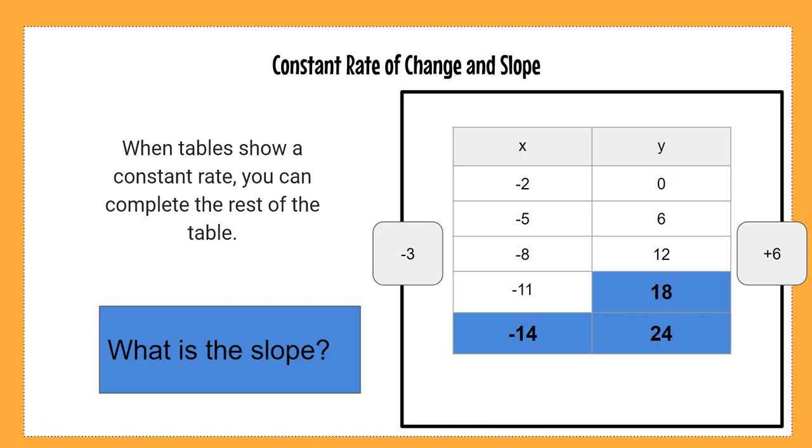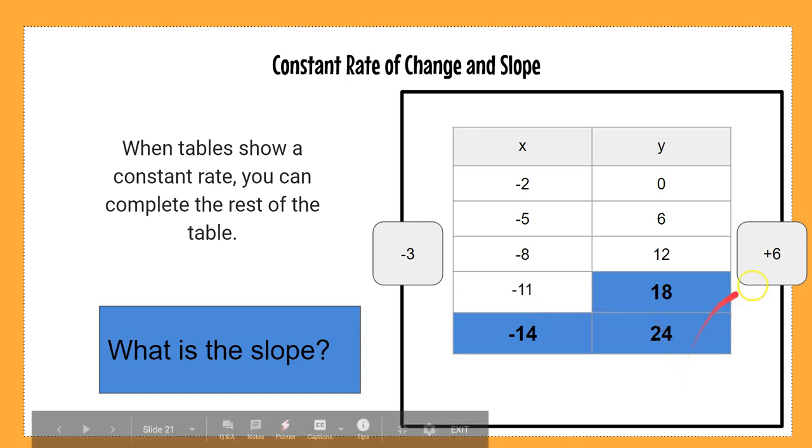All right, so change in x is going down by 3 every time. The change in y is adding 6. So these should be the answers that you got. So what is the slope? Well, remember, change in y over change in x. So it's -2, right? 6 over -3 would make it -2.